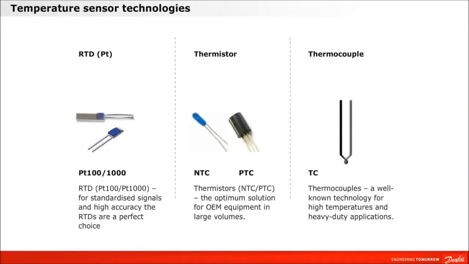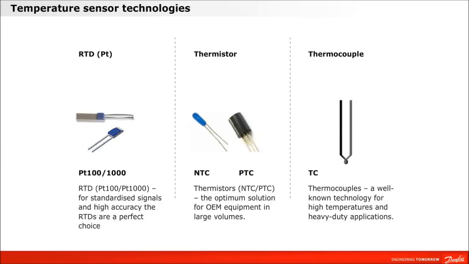Danfoss industrial automation temperature sensors use three different element types, which are produced by various suppliers. The first element type is the RTD, which produces a highly accurate standardized output curve that is ideal for many installations. The second element type is the thermistor, which comes in either a NTC or PTC variation and is the optimum choice for OEMs. The last but not least sensor element type is the thermocouple. The thermocouple is a well-established technology with high temperature capabilities which exceed the other element types.